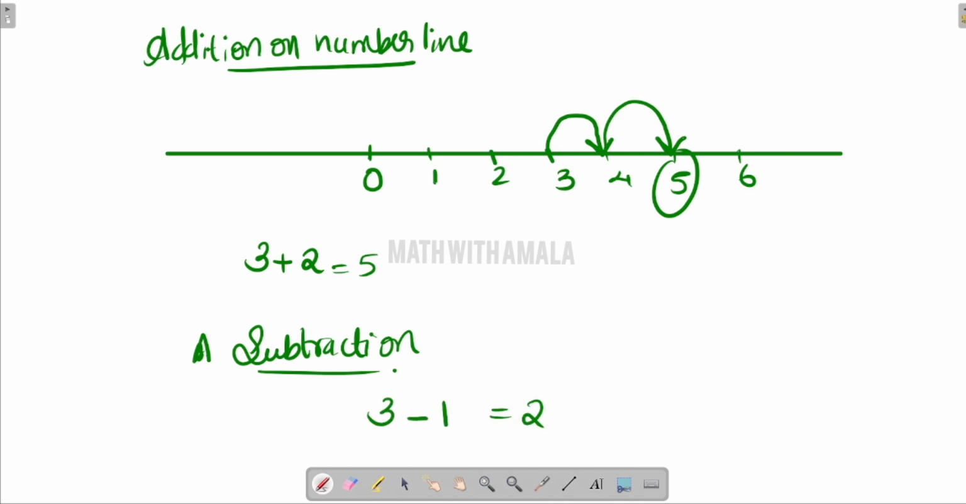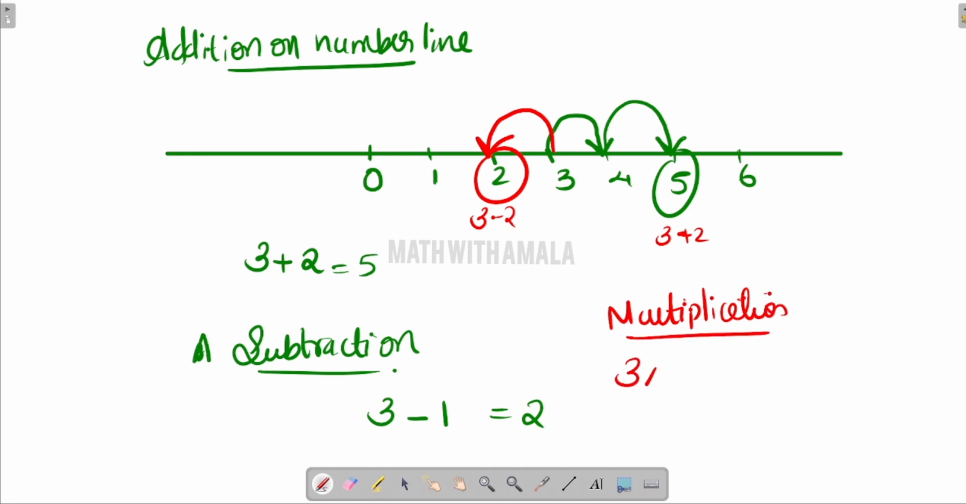Now what is subtraction? 3 minus 1, you have to jump back. So you will reach 2. You have to jump only once. 3 minus 1 means jumping towards the back only once. Answer is 2. Next, the multiplication.